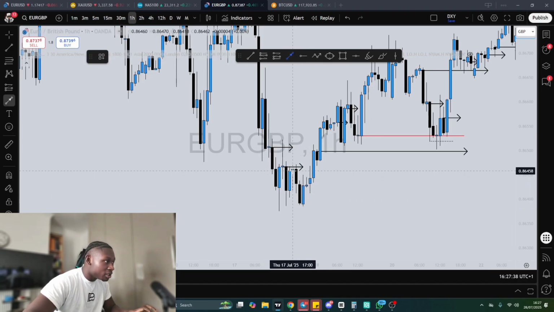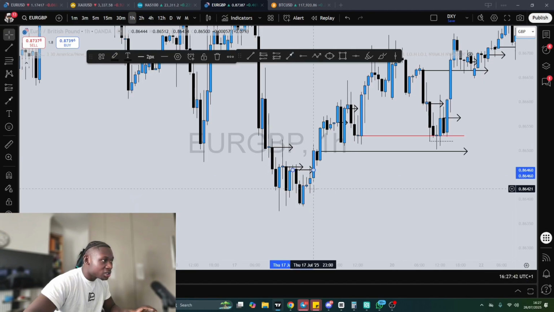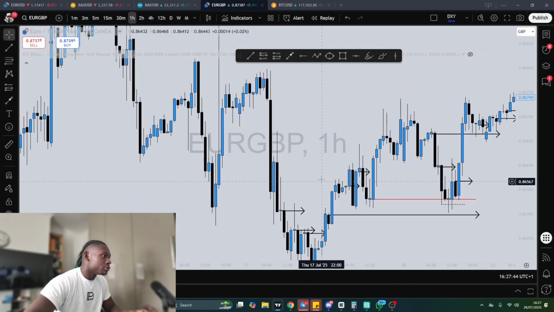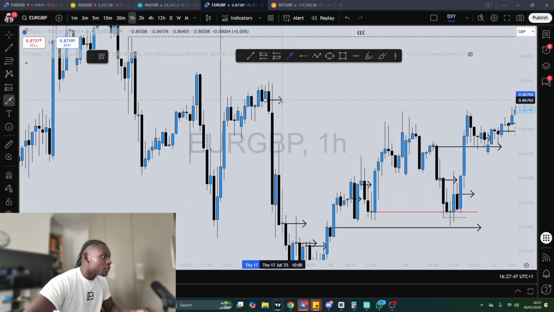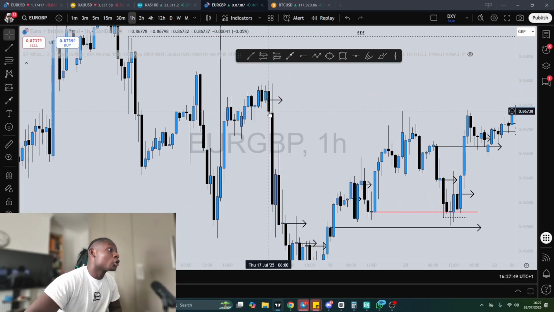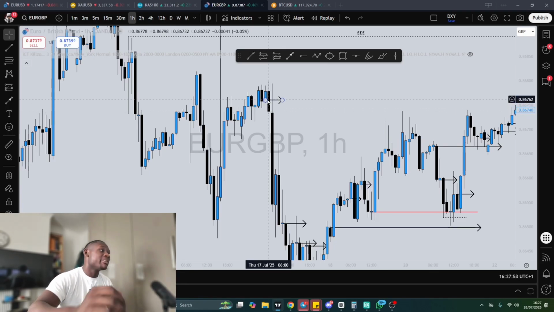This one, the body broke, but not the whole family or the wick. And you can see it respected for an hour and then broke through. So that didn't hold. This one held. This candle closed close to its low, so it's a bearish engulfing. It ate the previous candle. It disregarded everything that it's done for the past hour and said, nope, we're going downwards.